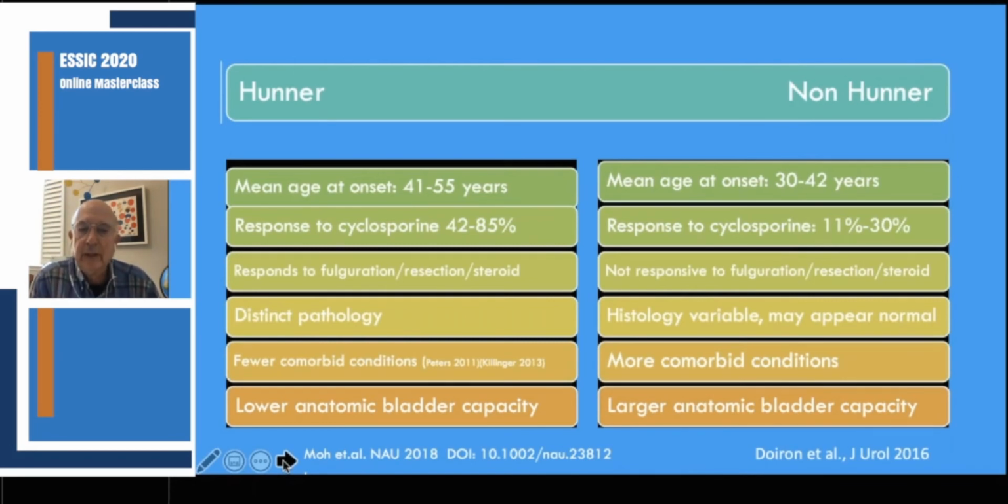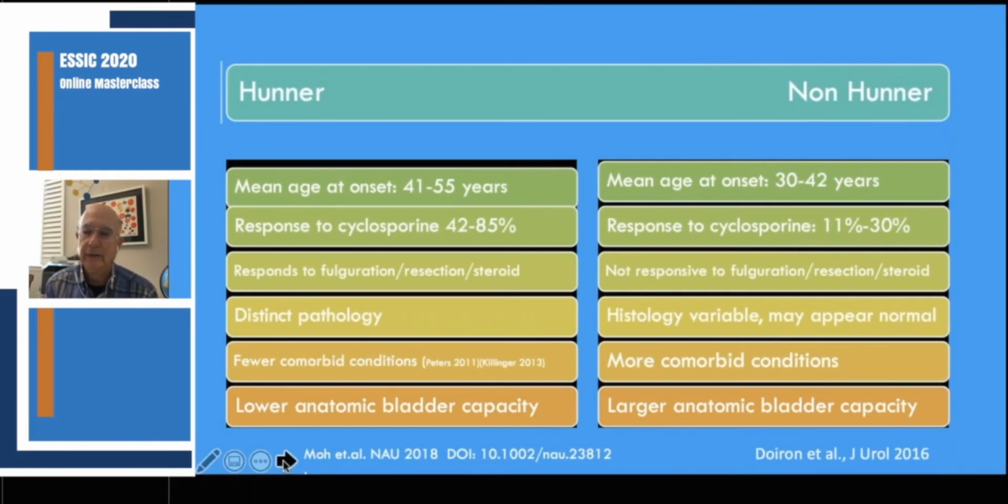Hunter lesions have a distinct pathology. The pathology of non-Hunter lesion bladder pain syndrome is variable, and in 50% of the cases, it's normal. There are fewer comorbid conditions associated with Hunter lesion. There are many comorbid conditions, including fibromyalgia, irritable bowel syndrome, inflammatory bowel syndromes, migraine, headaches, depression, that are associated with non-Hunter lesion disease. Finally, Hunter lesion patients have a lower anatomic bladder capacity.